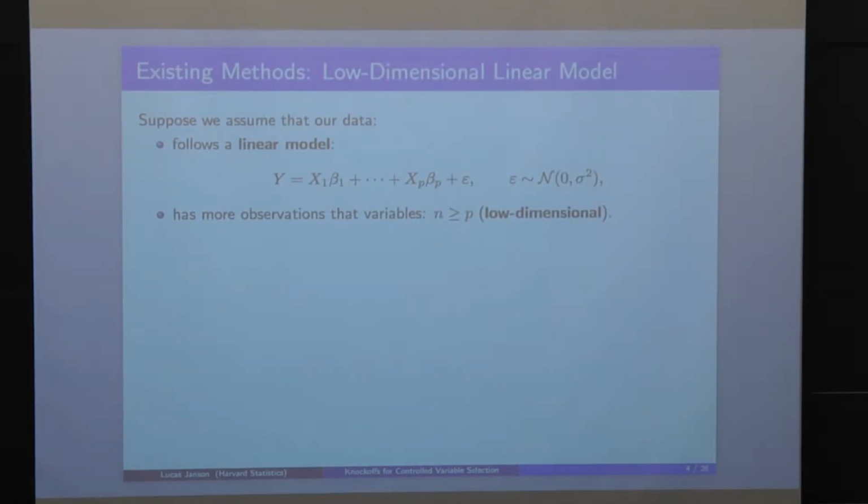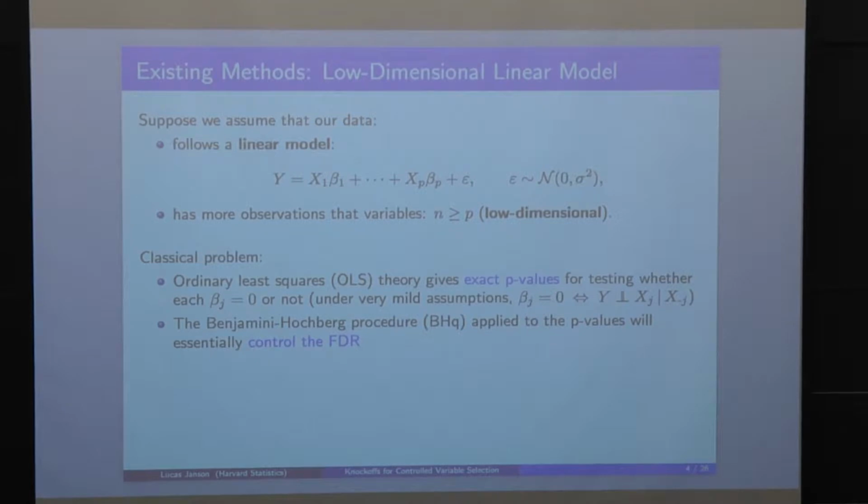OK, so I'm going to very briefly review existing methods for variable selection to try and distinguish my approach. So in a linear model in low dimension, so you have more observations than variables, certainly not the case in a genome-wide association study right now. And you assume a linear model, so y's expectation is linear, and then it has Gaussian errors, which are independent and all have the same variance. Then this is a classical problem. You use ordinary least squares theory to get exact p-values for testing whether each coefficient is 0, which again, under the linear model, is equivalent to my null hypothesis that y and xj are conditionally independent given the other x's.